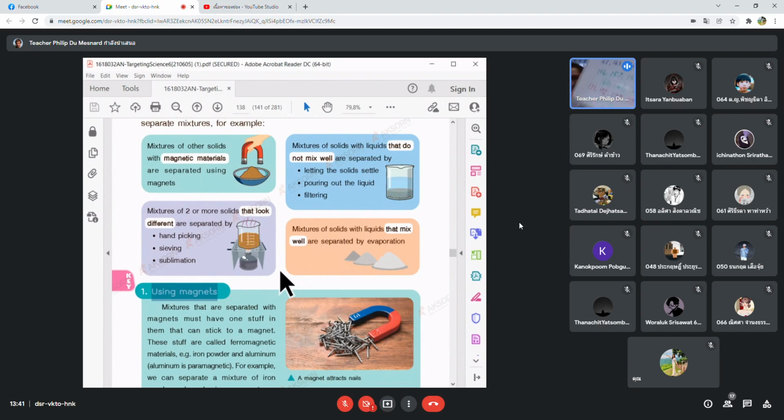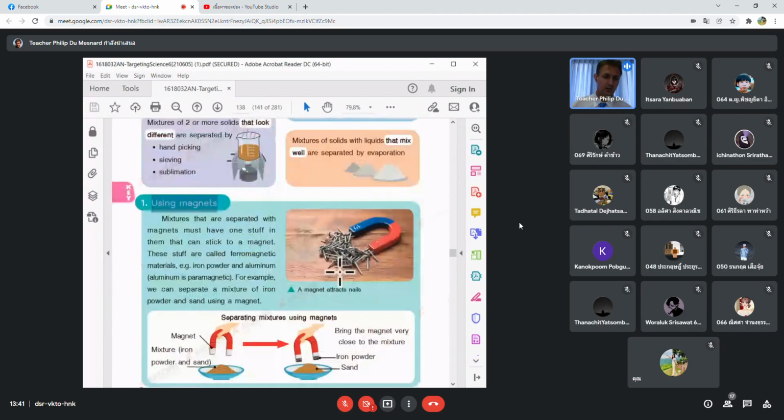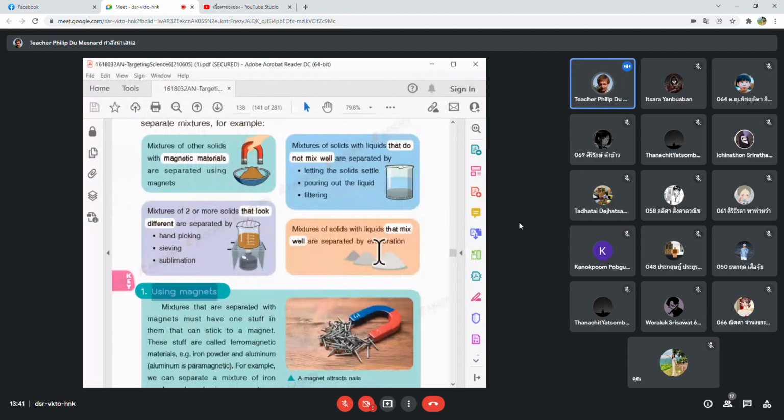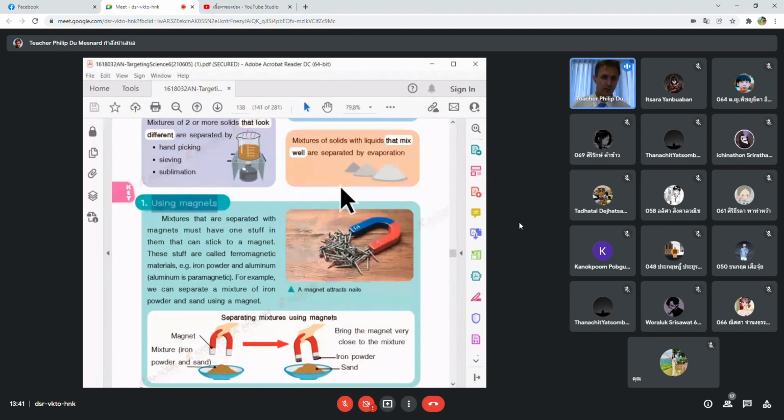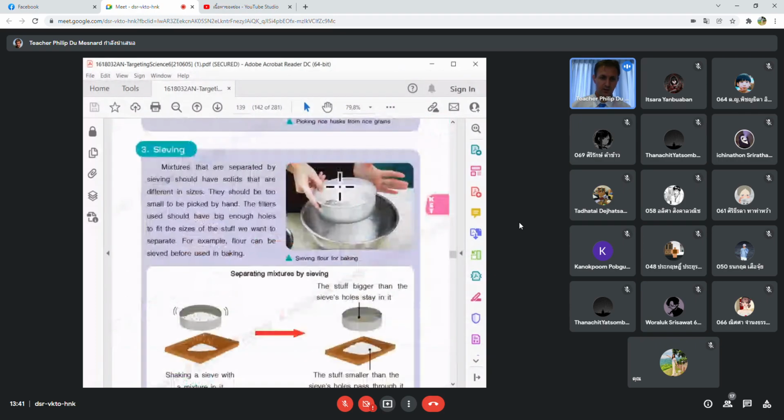Okay, so first page, you can just make a check. The 137, just make a check. It means you can study it. Page 138, you can make the star. Okay, and okay, so we have ways to separate things, evaporation, using magnets, and this one is sedimentation. Okay, then the next page also, it is very important.